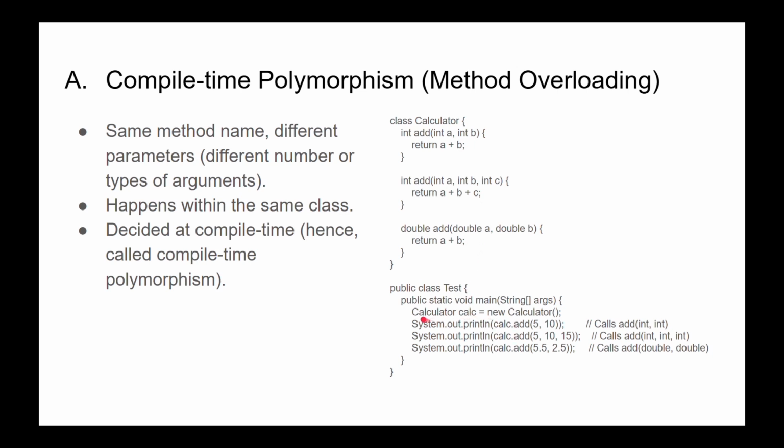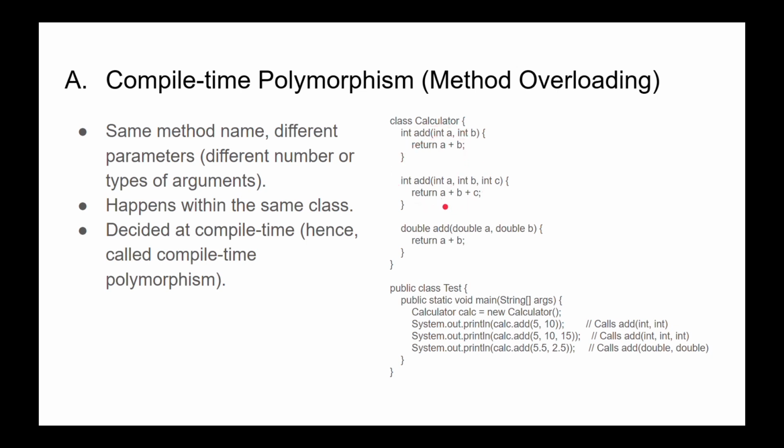Here we are creating a calculator object. We are calling calculator.add of 5 comma 10. Then this method will be called because it has two arguments with integer type. And if we call calculator.add of 5, 10, 15, then the three-argument method will be called. And if you use 5.5 and 2.5, then the double method will be called. This way method overloading is done within the same class.